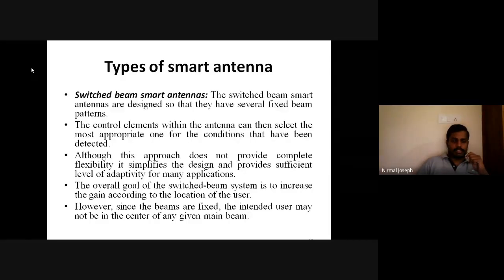There are two types of smart antennas. You will see both of them one by one. First one is switched beam smart antennas. The name itself suggests that. The switched beam smart antennas are designed so that they have several fixed beam patterns.